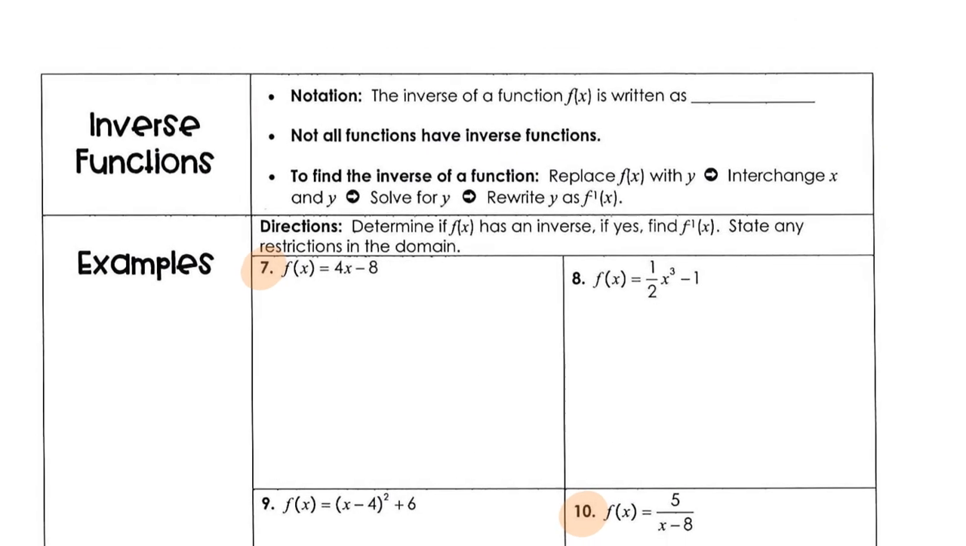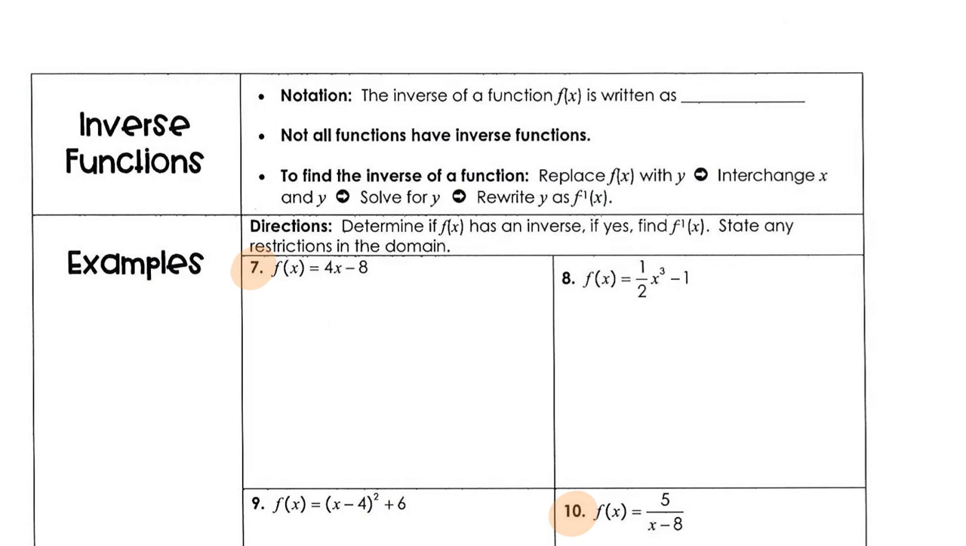So diving deeper into inverse functions, the notation, which we've already studied, is f to the negative 1 of x, or f negative 1 of x. Not all functions have an inverse, and we saw that in those graphs. It could be a function because it passes the vertical line test, but it doesn't have an inverse because it fails the horizontal line test.